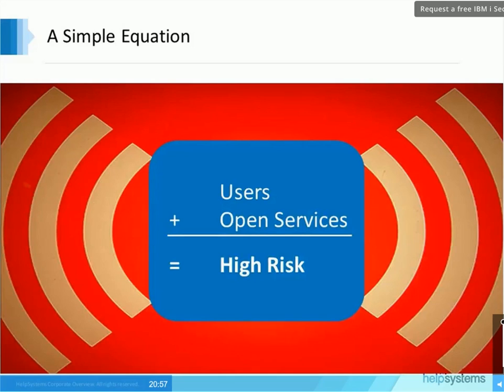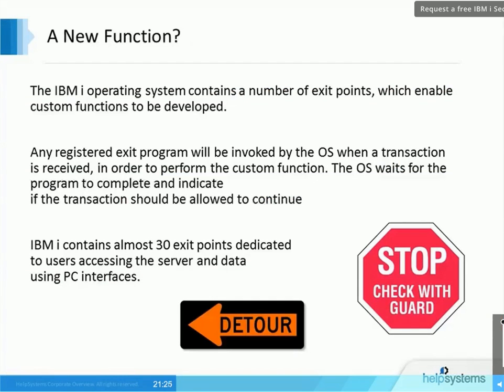So the equation that we're dealt with here is that we have a lot of users, typically with too many privileges. We have open services that are up and listening as soon as the box IPLs, and that represents a very high risk. From an audit compliance perspective, it's certainly a violation, and even from a common sense best practices standpoint, it's not good. We want the database to be open to a degree, but we don't want it to be open to the point where it's abused.